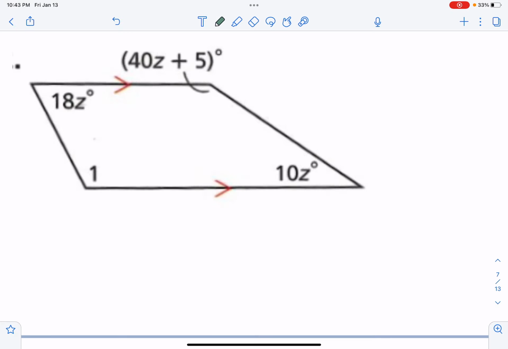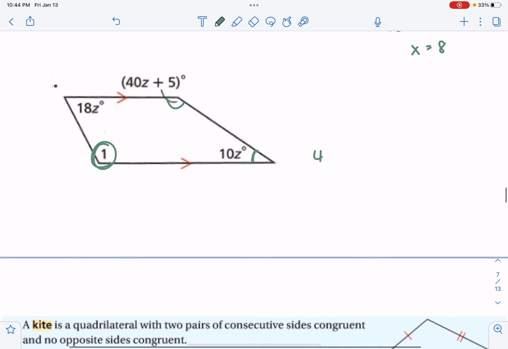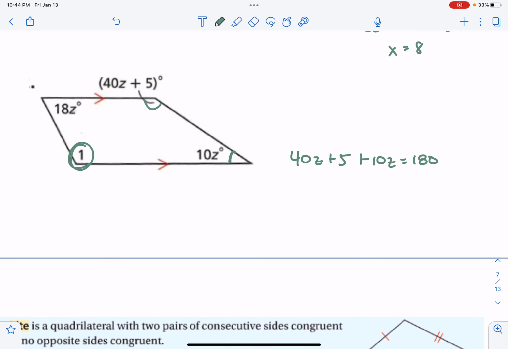They wanted us to see, basically figure out what angle 1 is equal to. So I do know that this one and this one, it's not isosceles, so they're not necessarily the same, but this is same side interior. So we know that 40z plus 5 plus 10z has to equal 180. So that goes back to last semester when we said same side interior add to 180, because these lines are parallel. It's called a transversal. I don't know if you guys remember that.